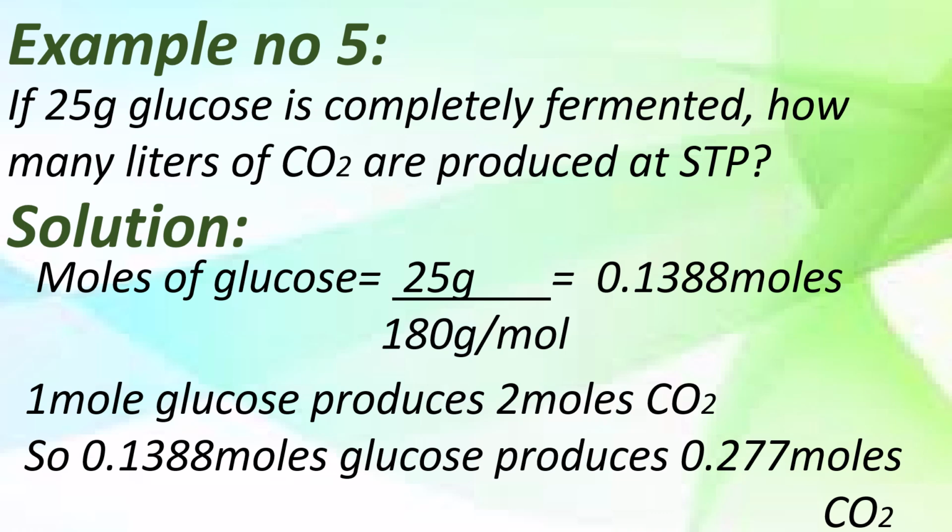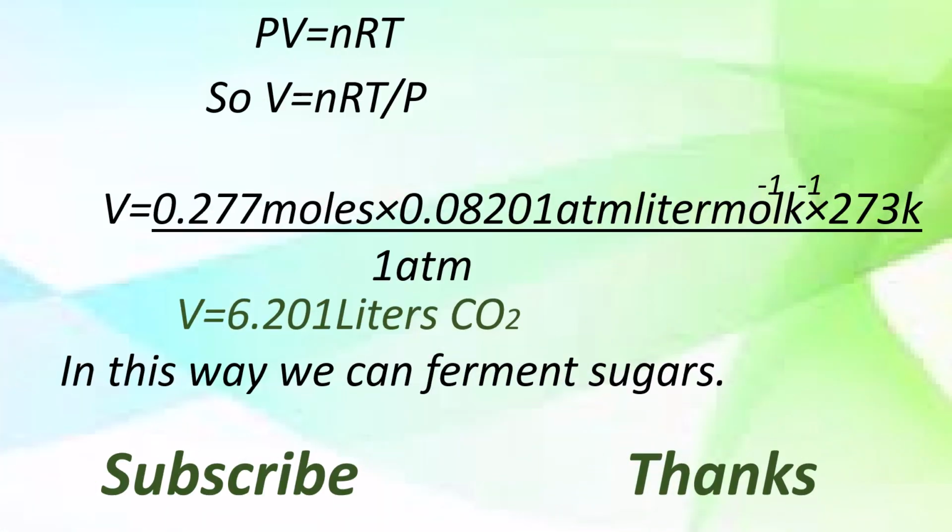Solution. First we will calculate moles of glucose, which is 25 gram divided by 180 gram per mole. Moles of glucose is calculated to be 0.1388 moles. As I have discussed earlier in the equation, 1 mole glucose produces 2 moles carbon dioxide. So 0.1388 moles glucose produces 0.277 moles carbon dioxide. We have calculated moles of carbon dioxide.